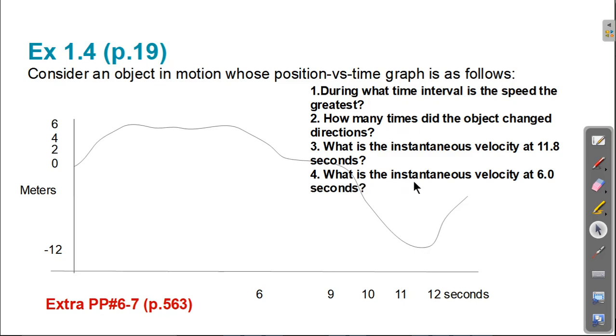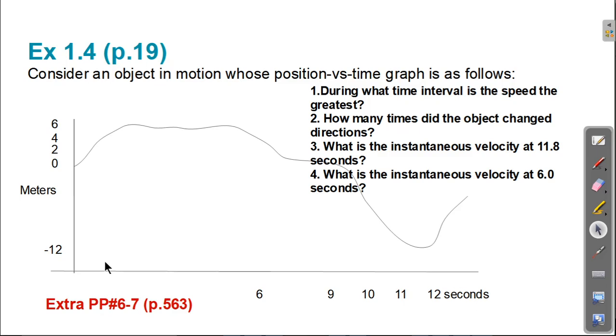4. What is the instantaneous velocity at 6 seconds? 6 seconds right here, okay? And you need the instantaneous velocity. You need 2 points, a point before and a point after, to calculate the slope here to give me the instantaneous velocity, okay? So I'm going to use the points that the book uses, so you can see that.